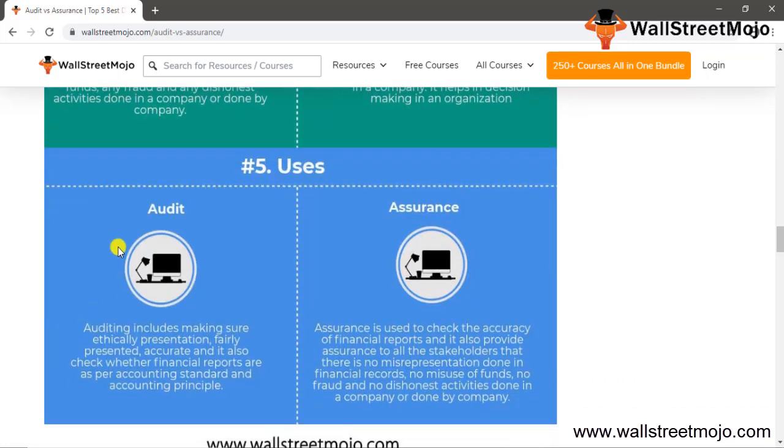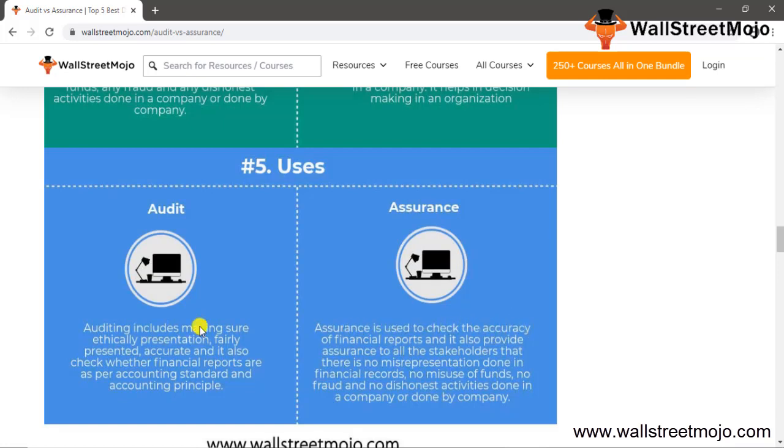Now what is exactly the use? Making sure of ethical presentation, no misrepresentation, fairly presented, and most important, accurate. The numbers should not be haywire coming from anywhere. It also checks whether the financial reports are as per the accounting standard. Very important. So let's say in UK, basically IFRS, the ACCA prescribes IFRS and they follow IFRS. In United States of America, they follow the US GAAP. In India, the Ind AS, previously it was known as accounting standard, but now it has been converted into Ind AS. So now they follow Ind AS and the accounting principles.